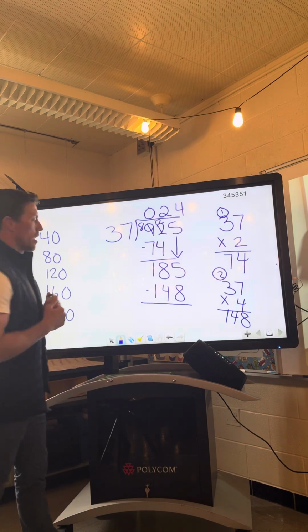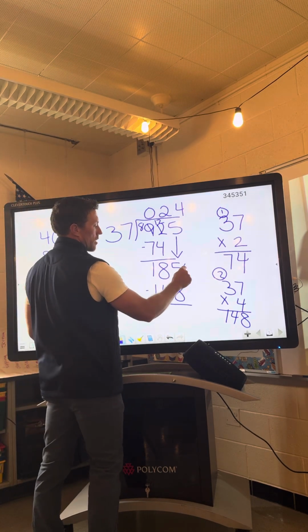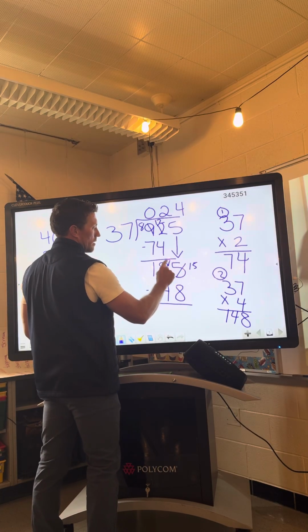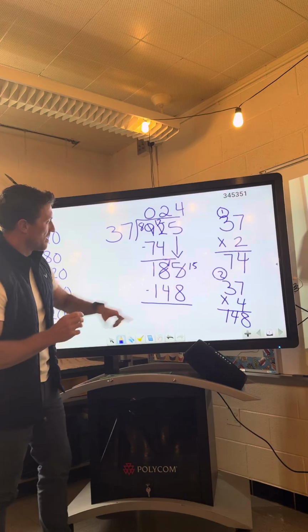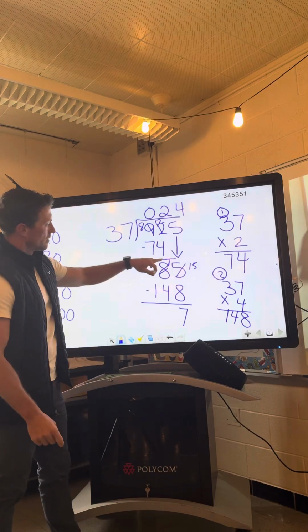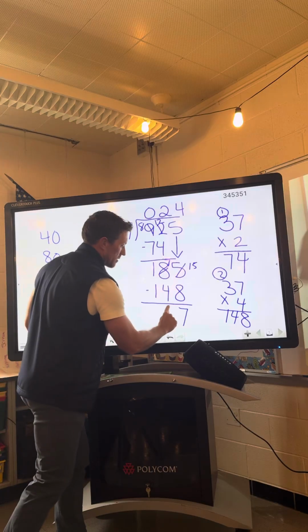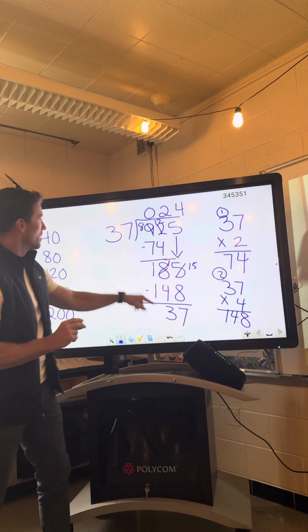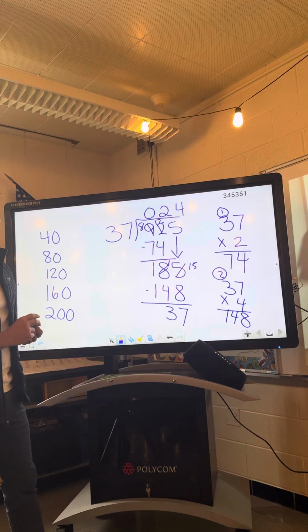I would do my subtraction to see how much I have left over. Borrow and regroup. I know it's kind of hard to see, sorry. 15 minus 8 is 7. 7 minus 4 is 3. So I have 37 left over. Oh, wait. My divisor is 37 though.